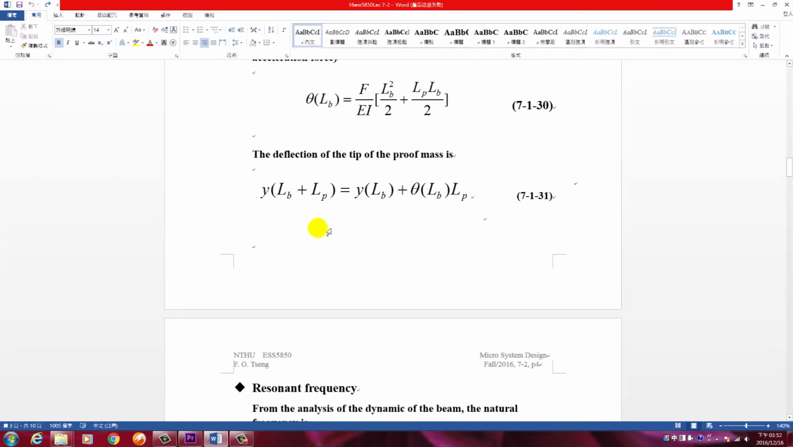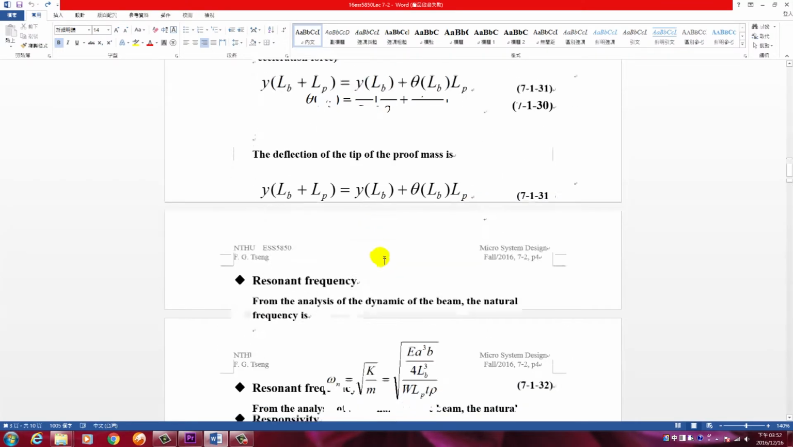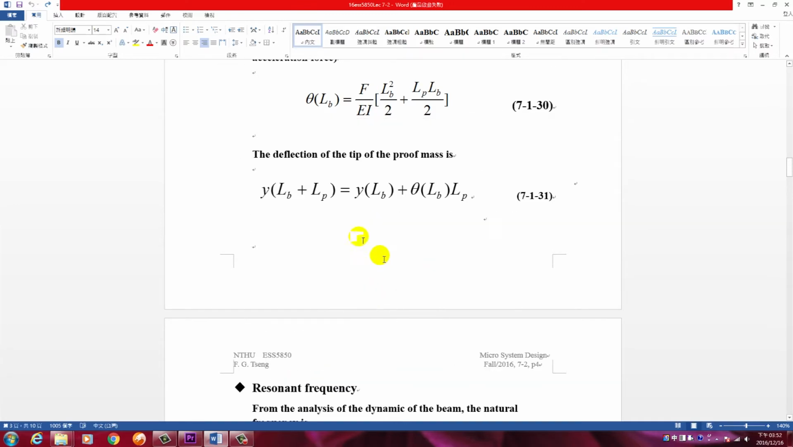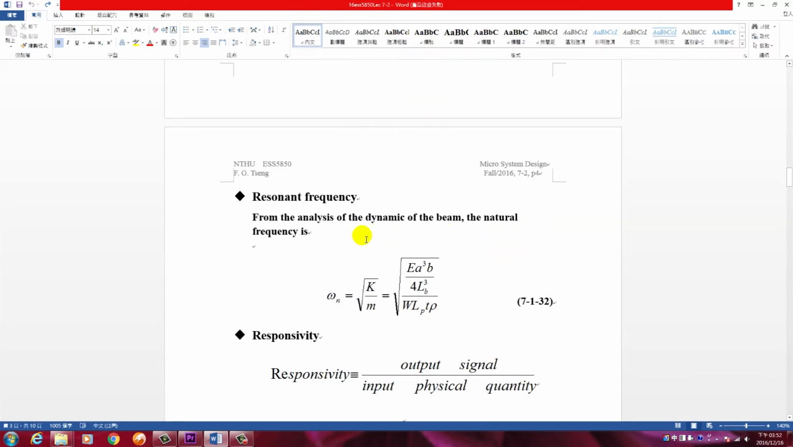Okay, there's a maximum deflection. You've got a total deflection here. That means the end of the proof mass, so not only the tip of the beam. Okay.